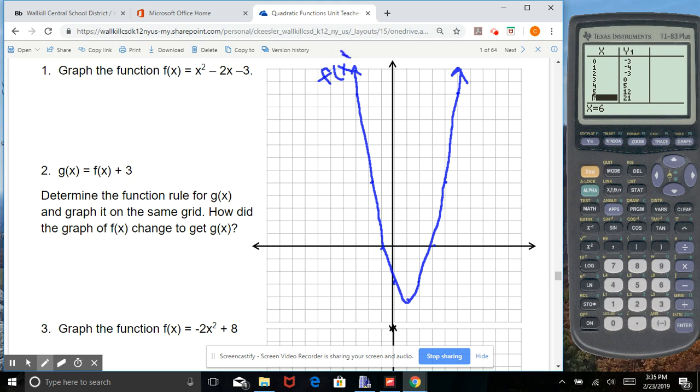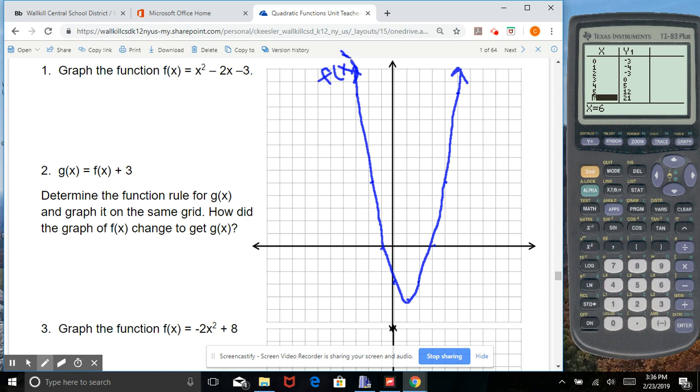So now I have g of x is equal to f of x plus 3. So determine the function rule for g of x and graph it on the same grid. How did the graph of f of x change to get g of x? So whenever you have something like this, you just take the function f of x that they originally gave you and replace it in the second function g of x.